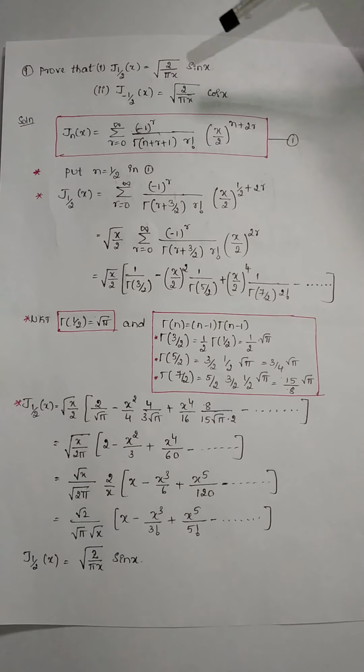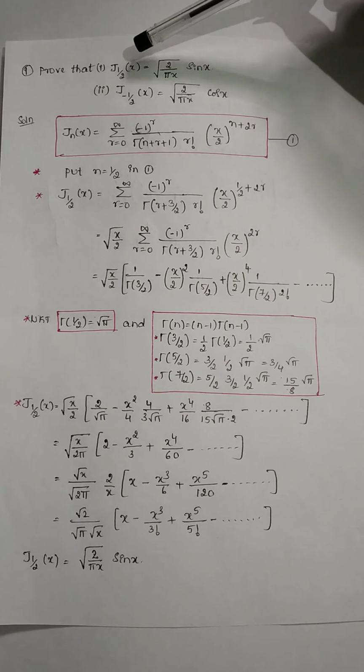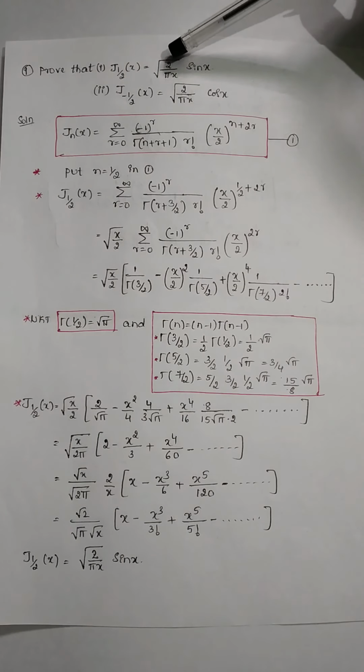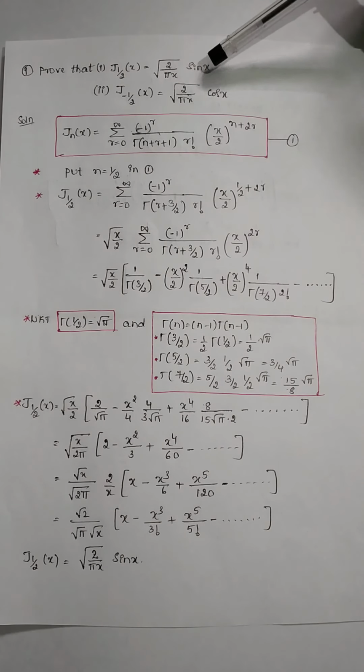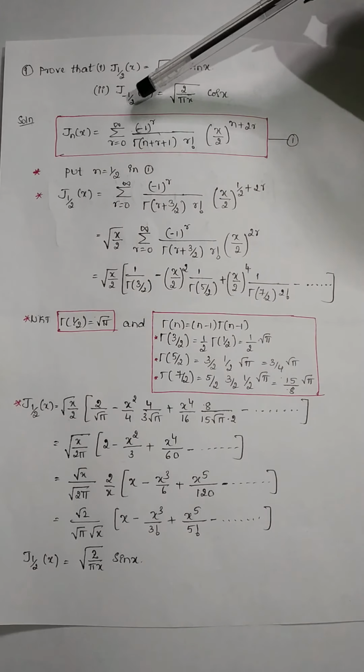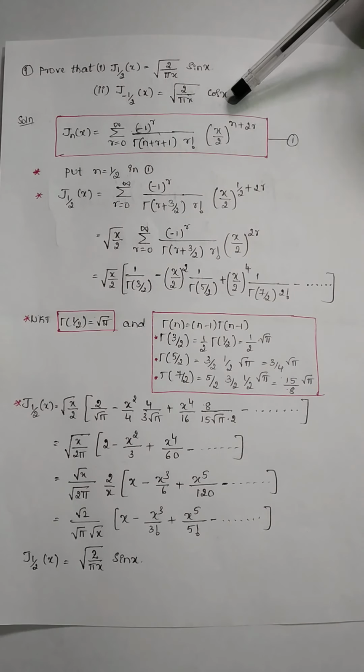Today we will solve one problem on Bessel's function, and the problem is: prove that first, J half of x equals square root of 2 by pi x into sin x, and second, J minus half of x equals square root of 2 by pi x into cos x.